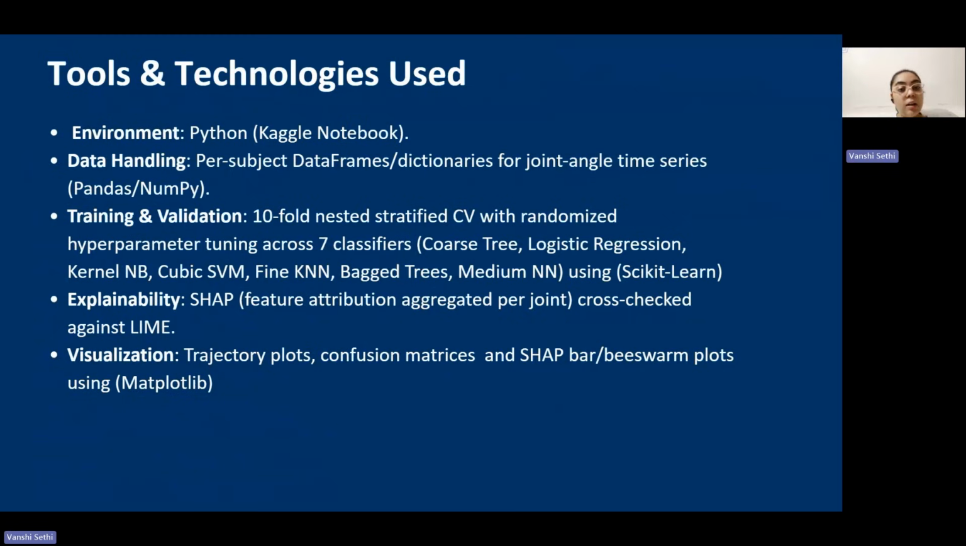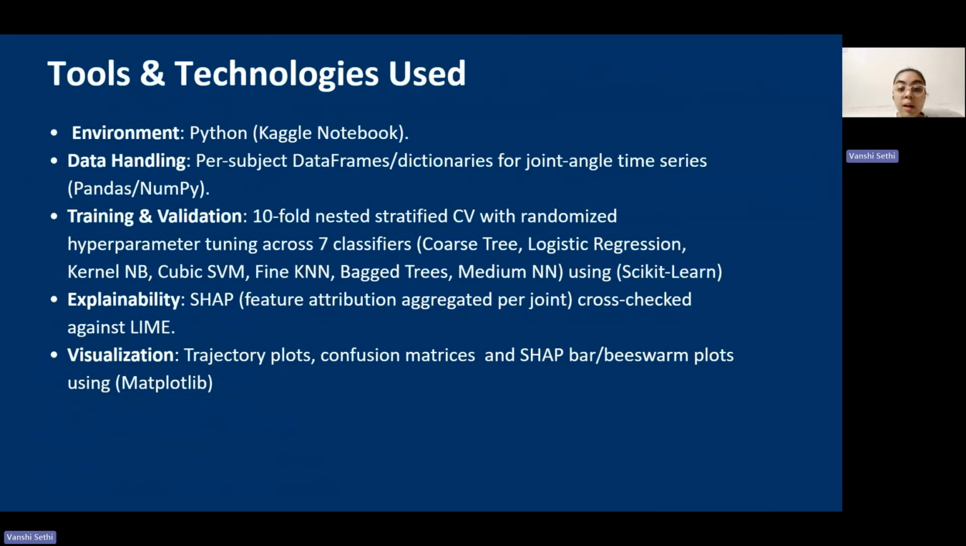Then we had the data handling part. In data handling, we converted lots of data frames, dictionaries, and 1D vectors, so that they were time series based. Because in my file, I was given the data in the form of sheets, and each sheet was one subject. Then we had the training and validation part. I used 10-fold cross-validation also. I kept in mind to prevent any kind of data leakage, which I will talk about later on.